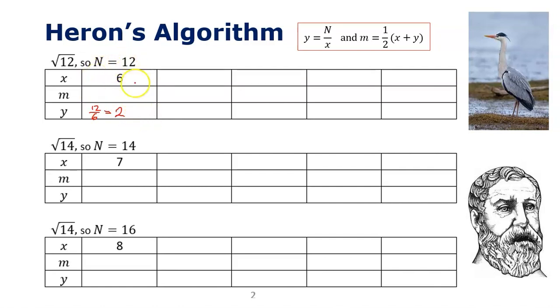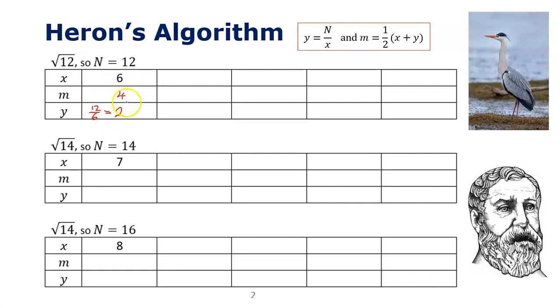Now, then I calculate my value for m. And m, it says, is a half of x plus y. So I can go, well, 6 and 2 makes 8. I half it. I'll call that 4. I seem to have written these out in the wrong order, but you get the idea.